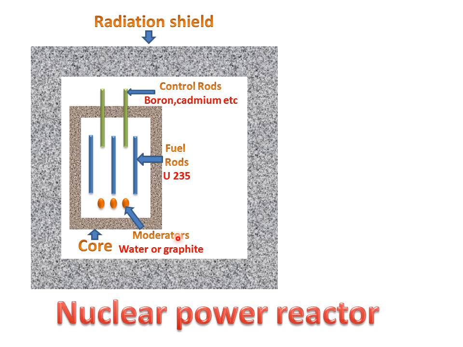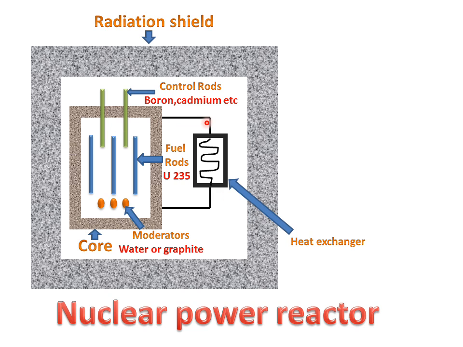These are the moderators. Moderators use water or graphite to slow down the neutrons which will attack the uranium-235. These moderator particles will slow down these neutrons for controlling the reaction.